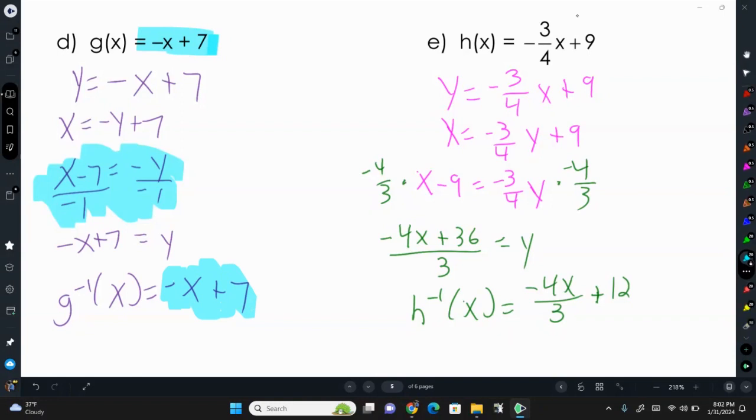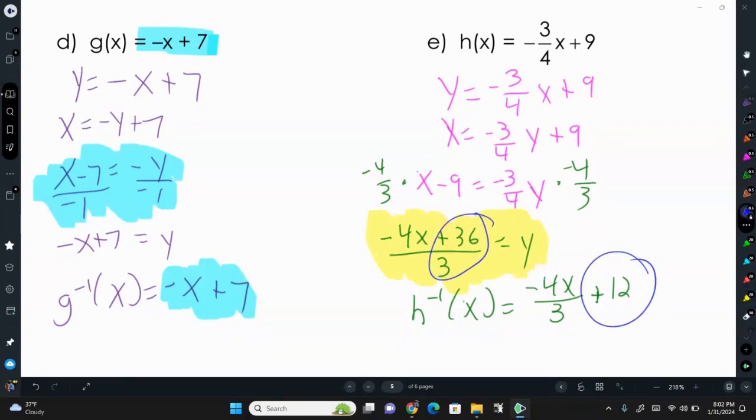Then letter E, at this point right here, you should have been able to get that far because of letter C. Well, that divided by 3 goes to both things. So when we have 36 divided by 3, that equals 12. But -4 is not divisible by 3, so that's why it stays in the fraction. So that would be your inverse. If you got to the yellow highlighted part, I'm happy right now. We just need to make sure we're simplifying our algebraic expressions.